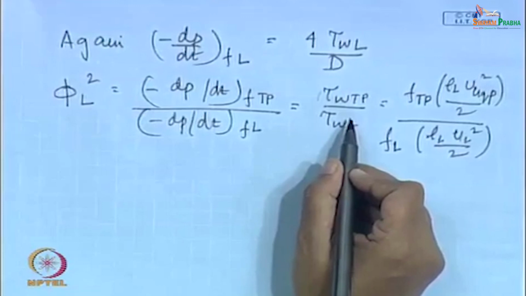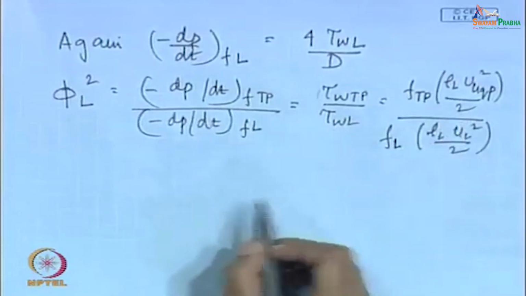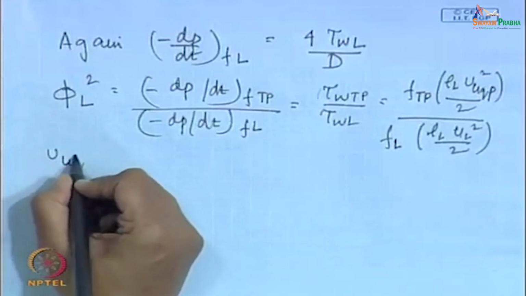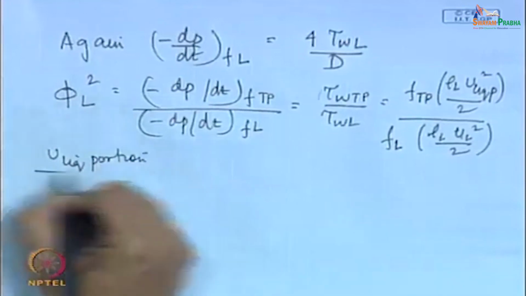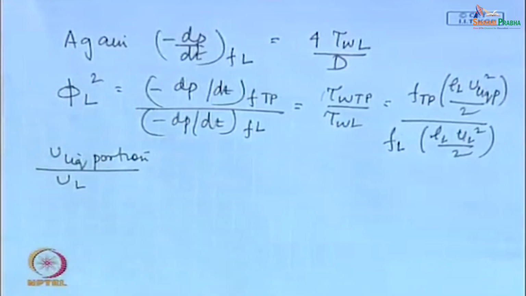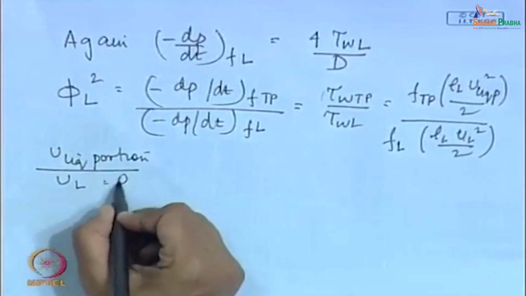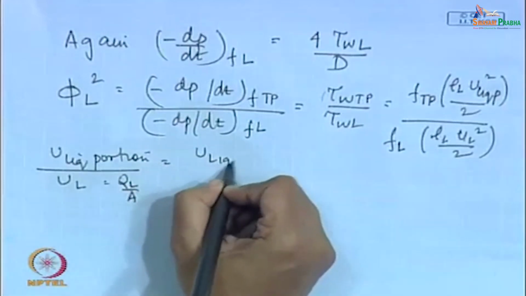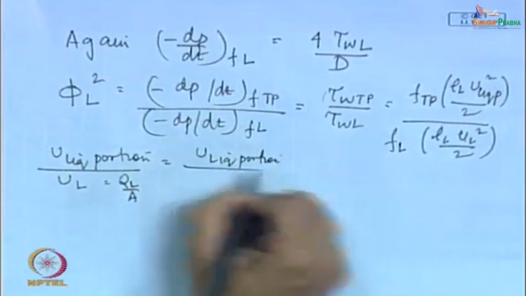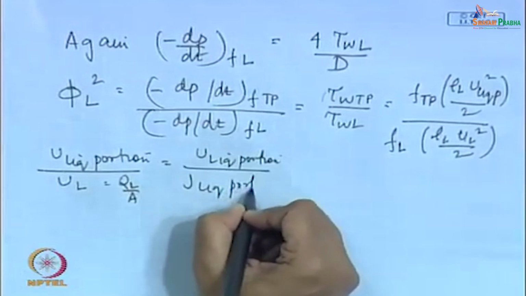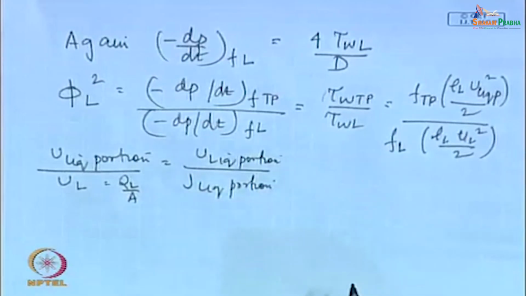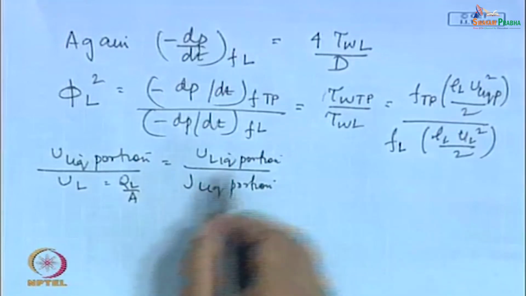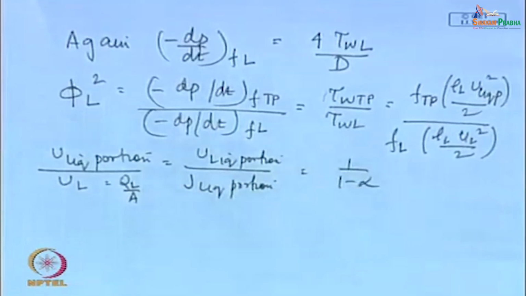Agreed? Fine. So, now you tell me a few things. This U liquid portion by, when this U is flowing alone in the pipe, that means this U L is nothing but Q L by A. Yes or no? Fine. Or in other words, this can be taken as J L, the volumetric flux, isn't it? So, this can be written as U liquid portion by J liquid portion. Can I write this or not? Tell me. And what is the relationship between these two? Isn't it equal to 1 by 1 minus alpha?